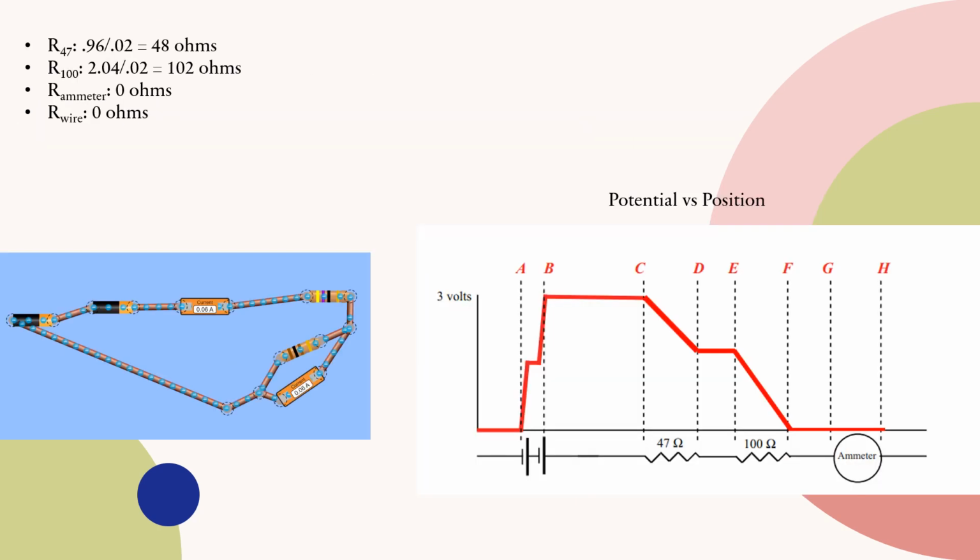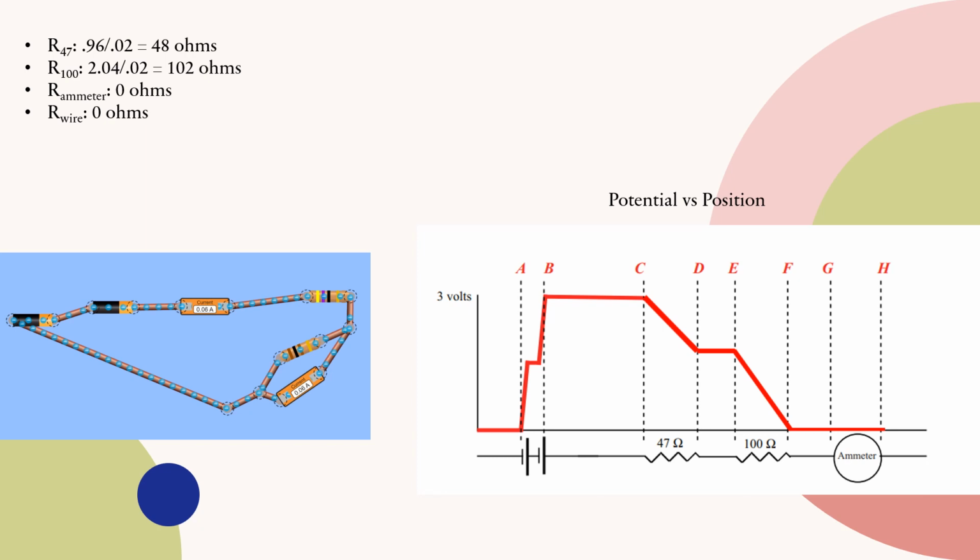Using our readings from our last slide, we can calculate the resistance of the wire, ammeter, and resistors. For the 47 ohm resistor, we actually get a resistance of 48 ohms, and for the 100 ohm resistor, we get a resistance of 102 ohms. The resistance in the ammeter and wire are both 0. This is because they have 0 effective resistance, because it is a simulation.